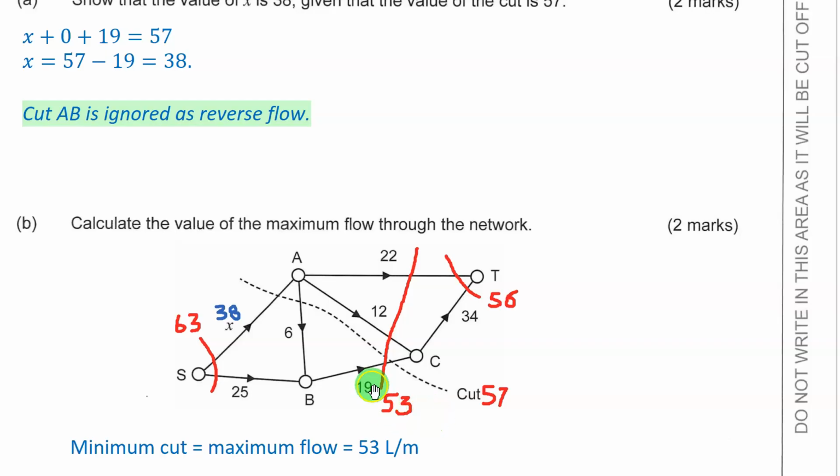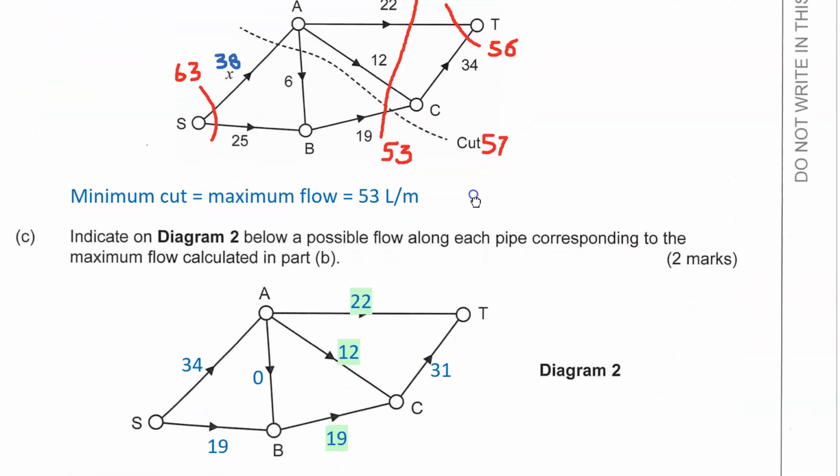And if you look anywhere else, if we didn't cut through the 22, we'd have to go through the 34, which we've done is 56 and it's bigger. And over here, the 6 and 25 are bigger than the 19, so it's not going to help coming through here. So the maximum flow is 53 liters per minute, using the minimum cut maximum flow theorem.